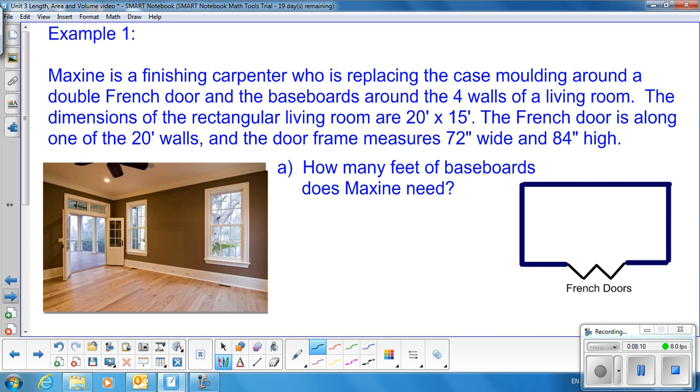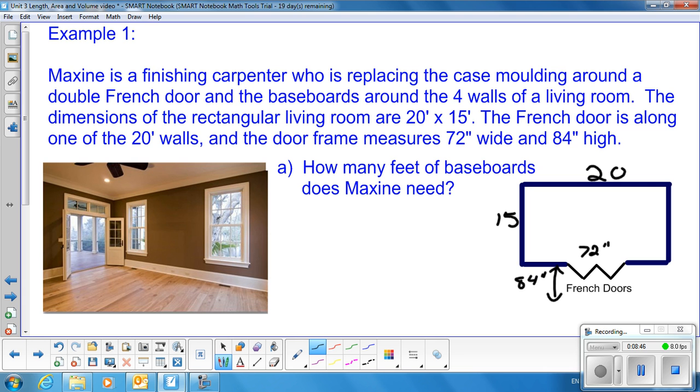Maxine is a finishing carpenter who is replacing the case molding around a double French door and the baseboards around the 4 walls of a living room. The dimensions of the rectangular living room are 20 feet by 15 feet. So if we label it on our diagram, we've got 20 feet and 15 feet. The French door is along one of the 20-foot walls, and the door frame measures 72 inches wide and a height of 84 inches. How many feet of baseboards does Maxine need?